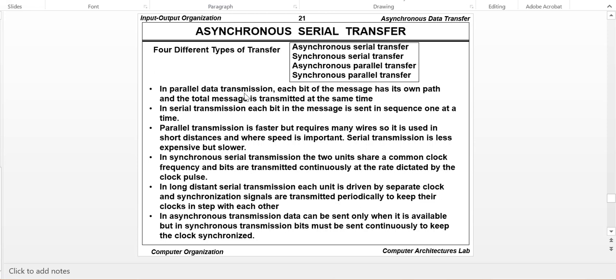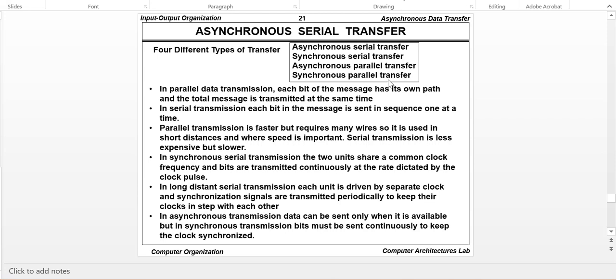In the previous video, we were talking about synchronous transfer and asynchronous transfer. There are two different methods of data transfer, which are the strobe method and the handshaking method. Now, in continuation to that, data can be transferred either serially or parallelly also. Apart from being synchronous or asynchronous, it can be transferred parallelly or serially.